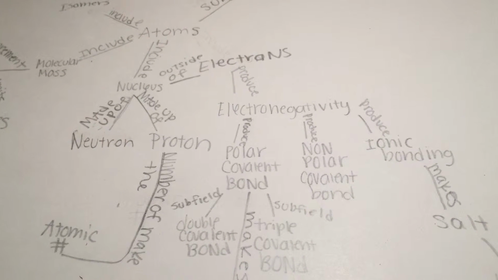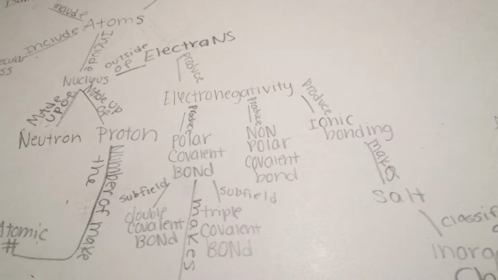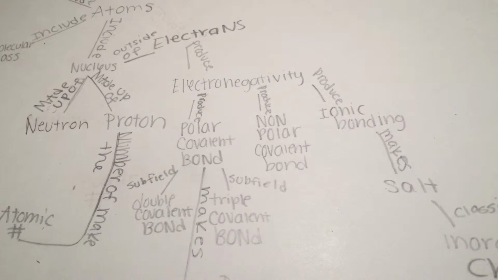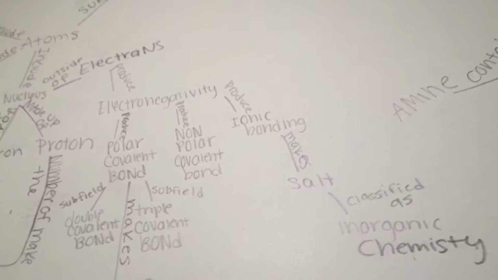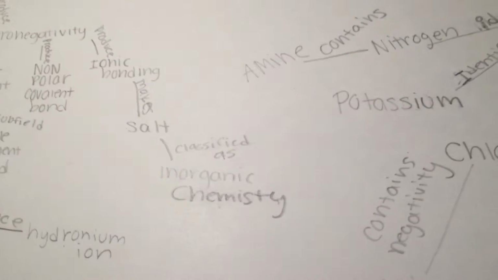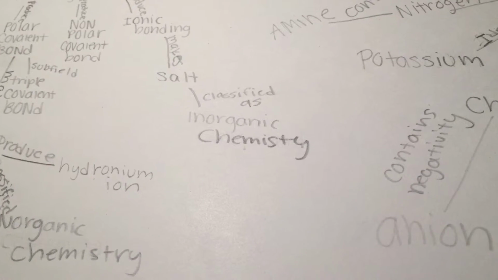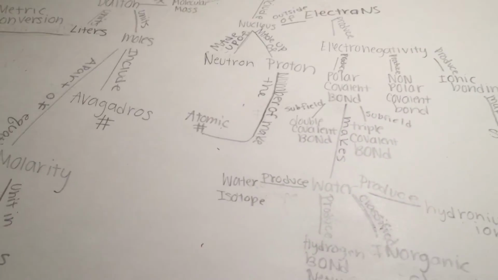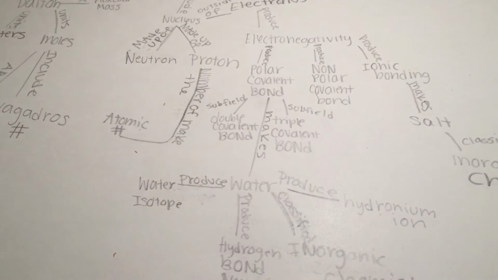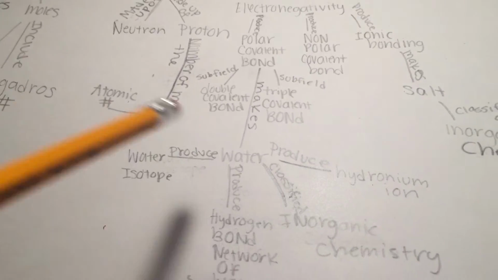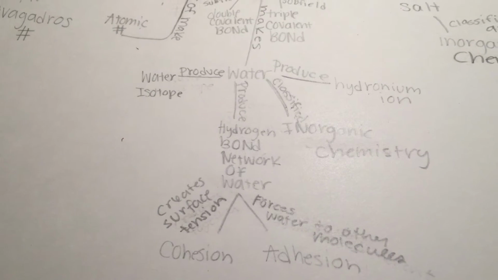And then from electrons produce electronegativity, which plays a big part in 3 different types of bonds, which are polar covalent bond, nonpolar covalent bond, and ionic bonding. Ionic bonding is actually ionic bond, so I put that there, and it's classified as inorganic chemistry. With polar covalent bond, I know you can divide into triple covalent bond or a double covalent bond, so I put those as subfields. And water is classified as a polar covalent bond, so I added it right there.